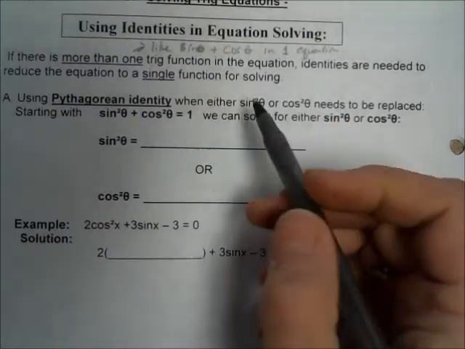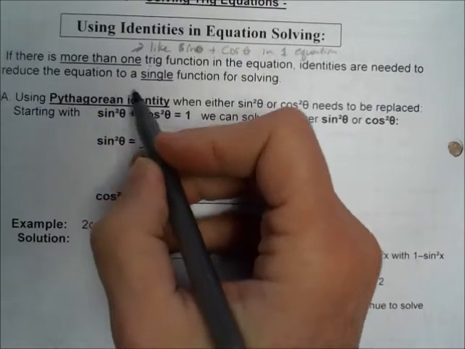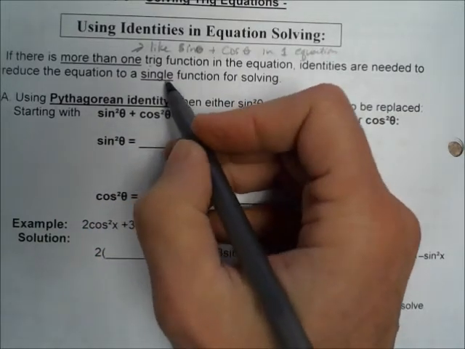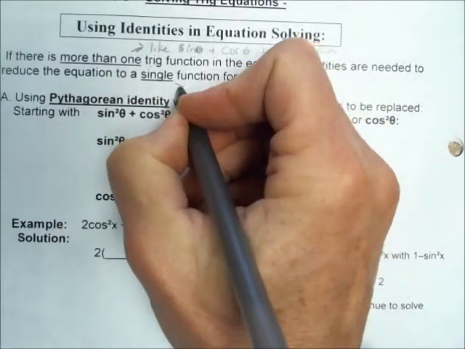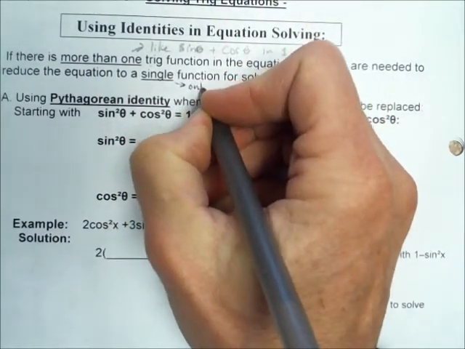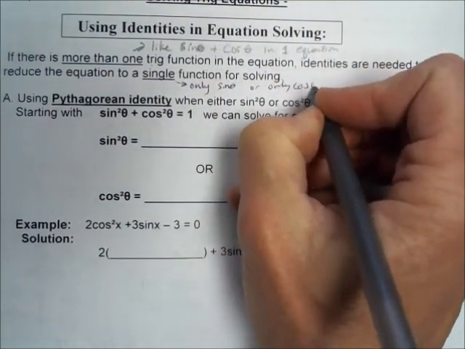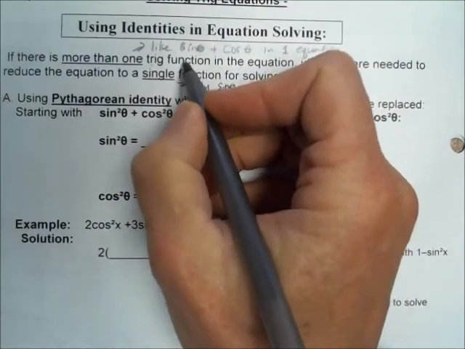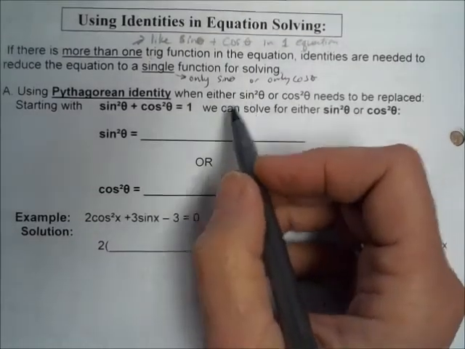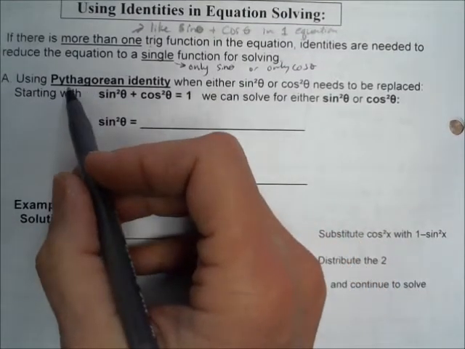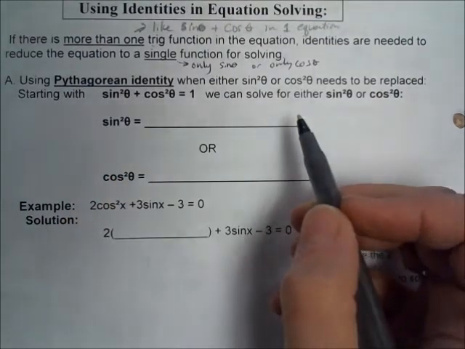So what we're going to have to do is use identities to reduce the equation to a single function. So a single function means we're only going to have sine or cosine. For example, only sine or only cosine in one single equation when we started out having both sine and cosine in one equation. One of the identities that we're going to use is the one that we learned a while ago called the Pythagorean identity.